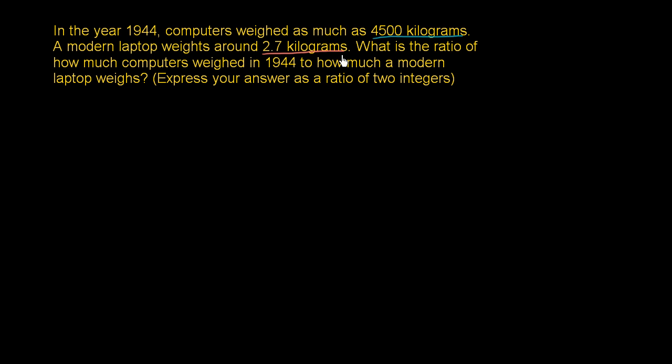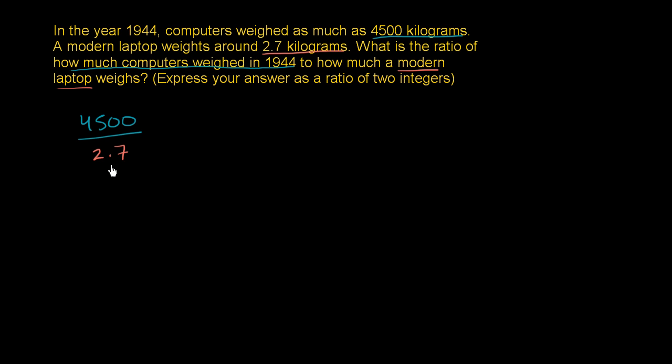So the ratio of how much computers weighed in 1944. So we know that's 4,500 kilograms. We want the ratio of that to how much a modern laptop weighs, and that's 2.7 kilograms. So this right over here is a ratio, but we haven't expressed it as a ratio of two integers. In particular, 4,500 is an integer, but 2.7 is not an integer.